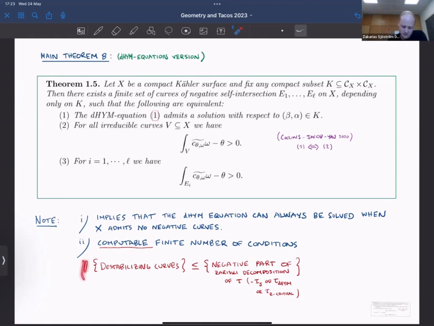And the reason is the following principle, which is that the set of destabilizing curves will, as the proof on the next slide will show, be contained in the so-called negative part of the Zariski decomposition of a suitable 1-1 form, which is just these forms appearing here in the statement. Taking the negative part of the Zariski decomposition of these, you will get these curves, and they will work globally.